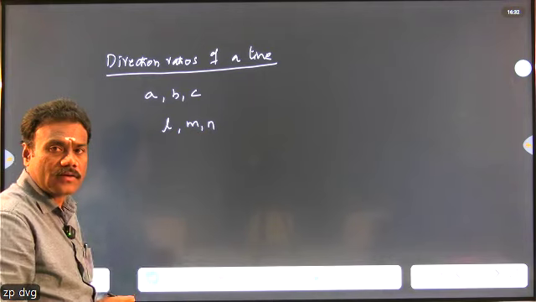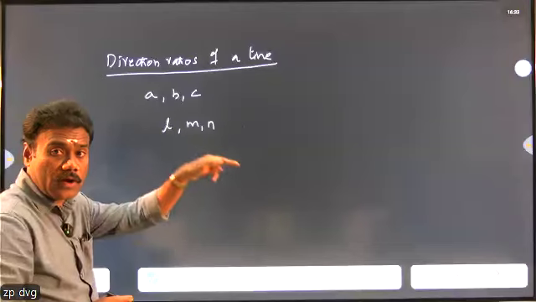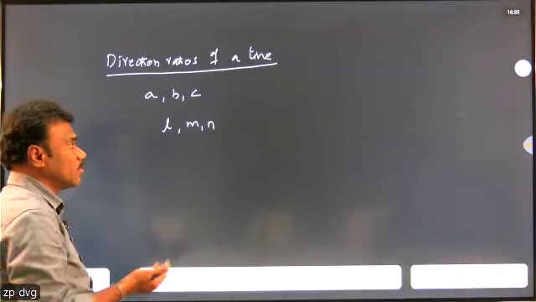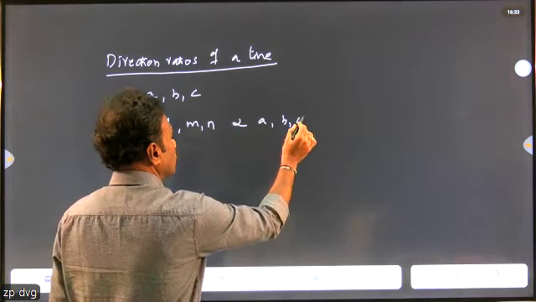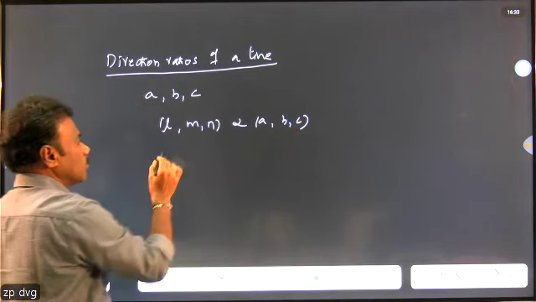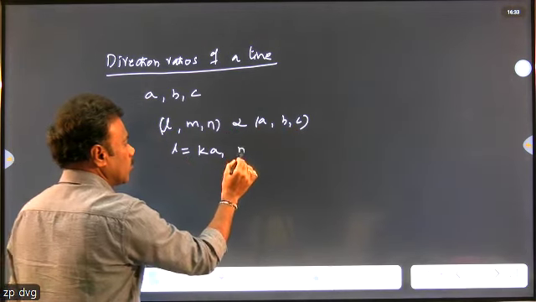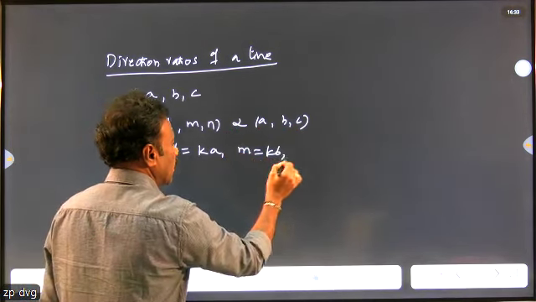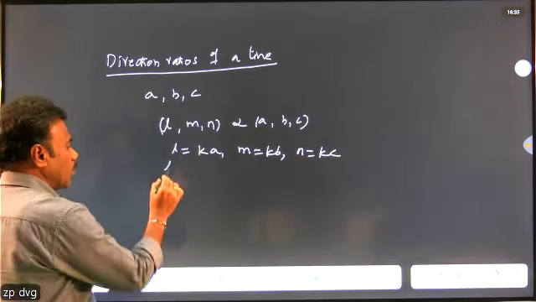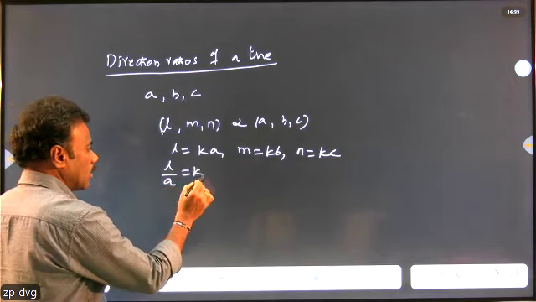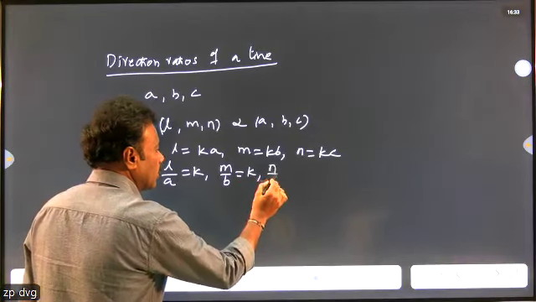Direction ratios of a line. So a, b, c are any three numbers which are proportional to the direction cosines of a line. That means l, m, n are proportional to a, b, c. So l is equal to k times a, m is equal to k times b, and n is equal to k times c. That means l by a is equal to k, m by b is equal to k, and n by c is equal to k.